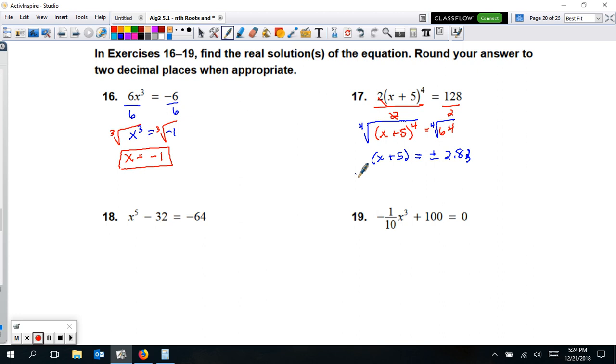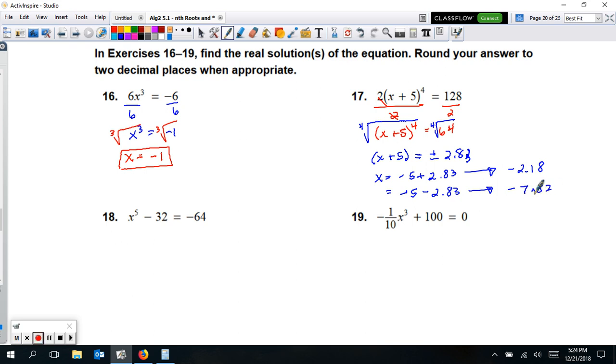And now we just have to subtract 5. So x is equal to -5 plus this 2.83 number. And it's also equal to -5, when we're subtracting 5 from both sides, minus 2.83. And so that's going to give us 2 answers here. This answer here is going to take away 2.83 from -5, leaving us with -2.18. You can do that on the calculator. And this answer here is actually going to add these together and give us -7.82.